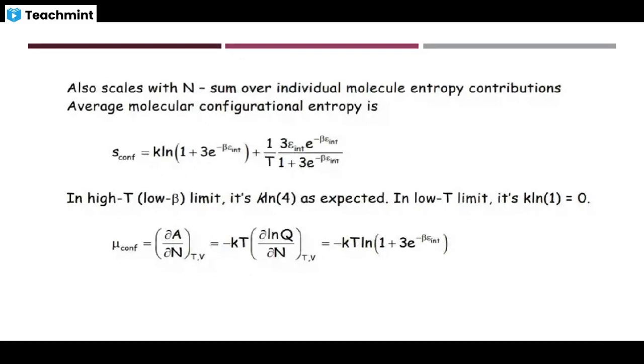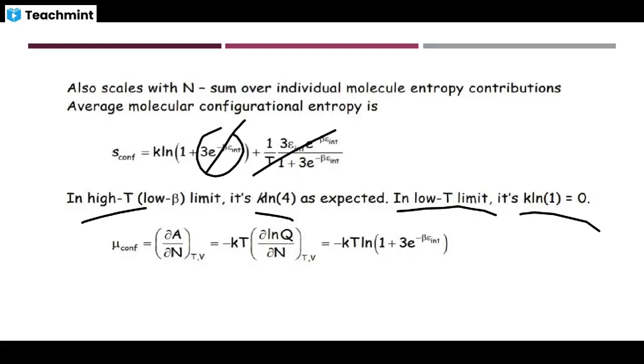So you get 4. At a high temperature all 4 possible states are accessible. If beta is very low, this becomes 1, and 1 plus 3 is 4, so this cancels. At the low temperature limit, this becomes 0, and you get k ln 1, which equals 0.